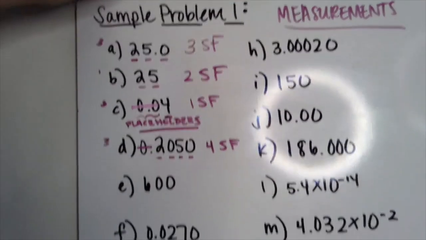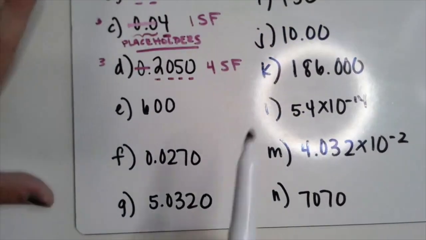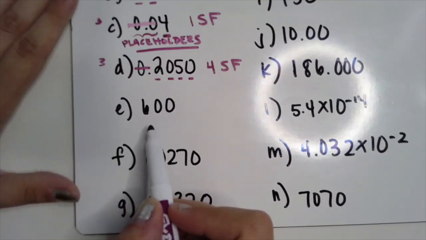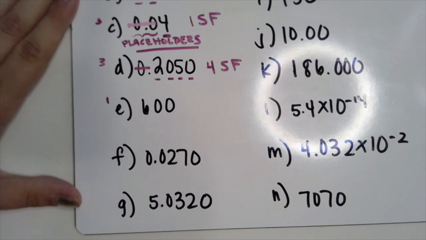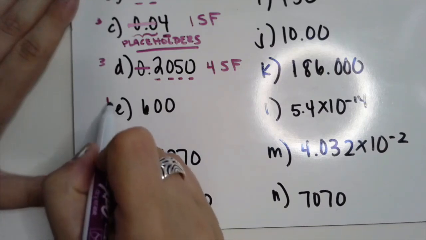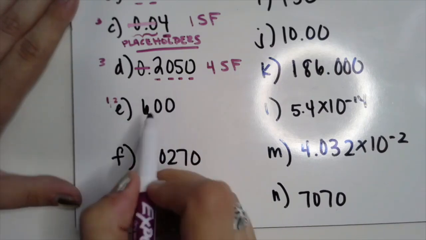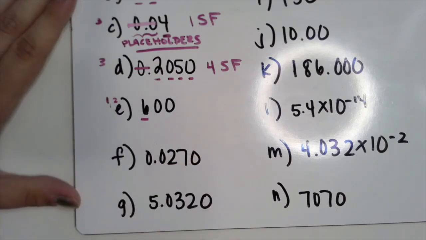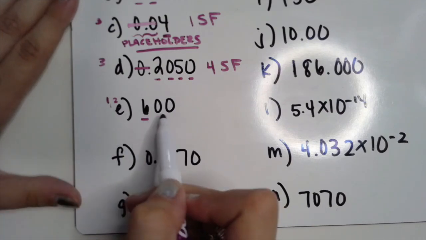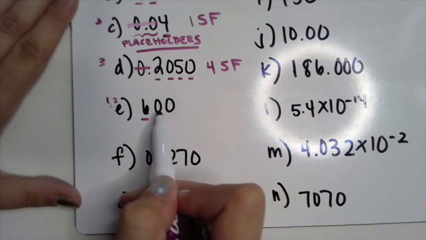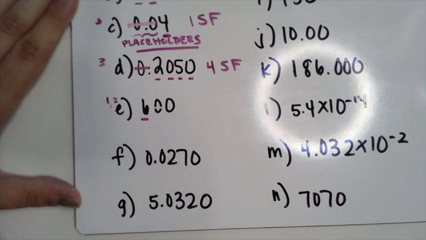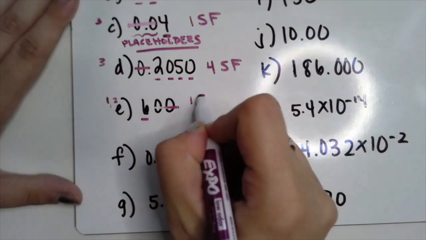Put this guy down. 600. This one deals only with rule number 1. And in this case, well, you can also say 2, I suppose. This 6 is definitely significant. However, there's no decimal point in this number. So therefore, that 0 is not significant, and that 0 is also not significant. This is an approximation. This number has only 1 significant figure.